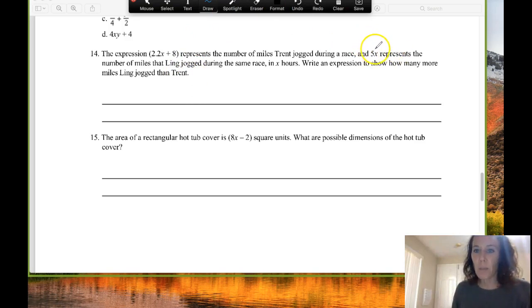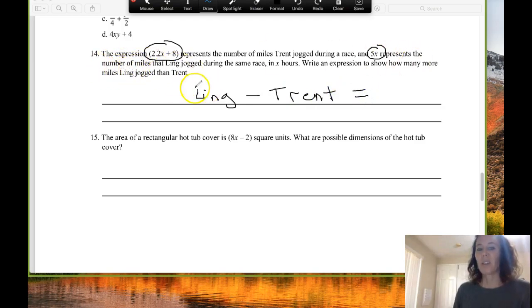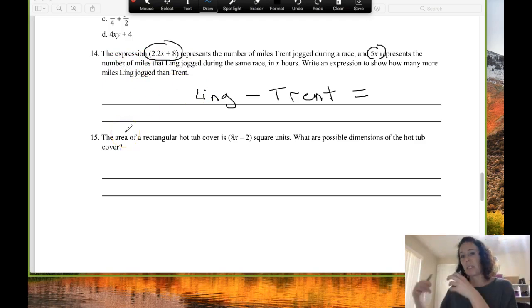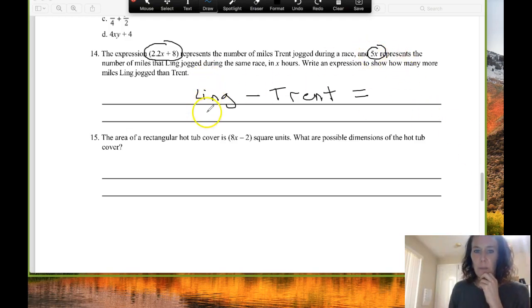So Ling jogs more miles, 5x miles. And then, let's see, Trent jogs this many miles, 2.2x plus 8. So I'm going to take the number of miles that Ling jogged and then subtract the number of miles that Trent jogged. And that will equal how many more miles Ling jogged than Trent. If Ling jogged 25 and Trent jogged 10, I would just subtract them, and that would tell me how many more she jogged. So I'm just going to say, well, 5x minus (2.2x plus 8). There's your expression that will represent that.